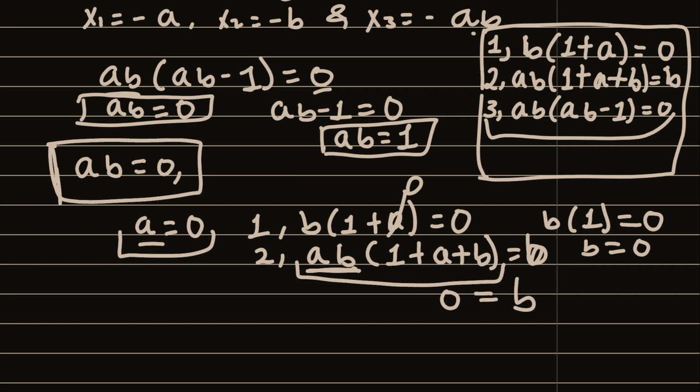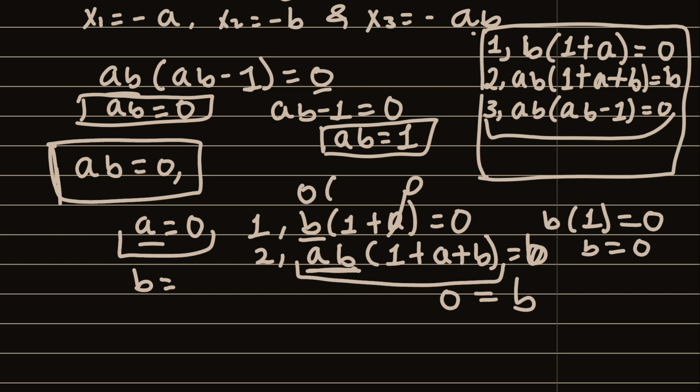Okay. What about when B is 0? When B is 0, in the first case, that means 0 times any number is 0. So it will be 0 is equal to 0.